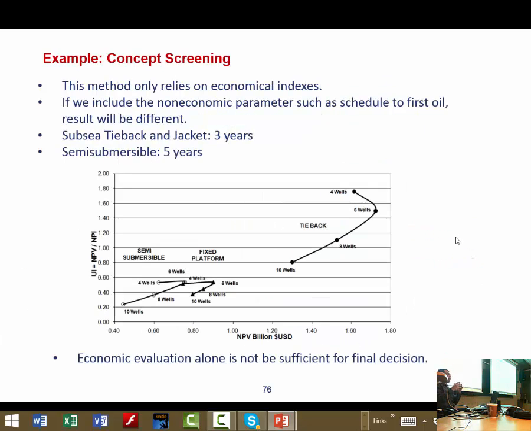But here we only included the economic parameters or cost parameters. If you include non-economic parameters like schedule to first oil, this final decision may be different.